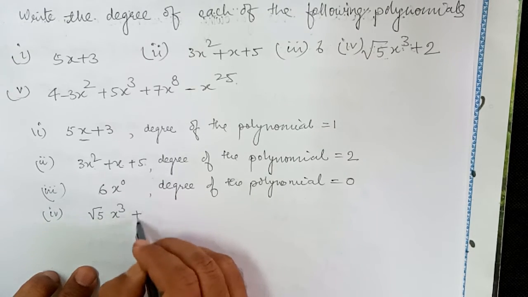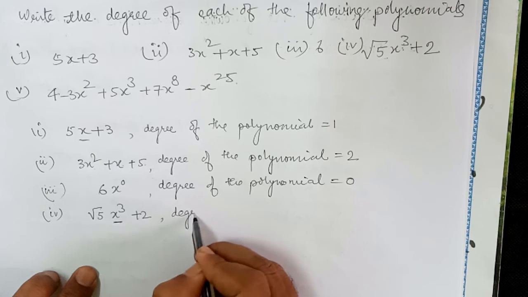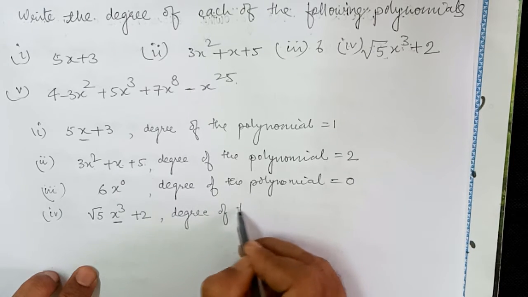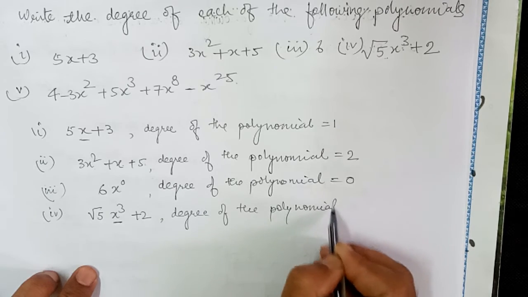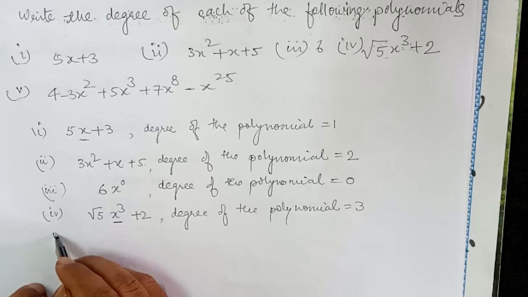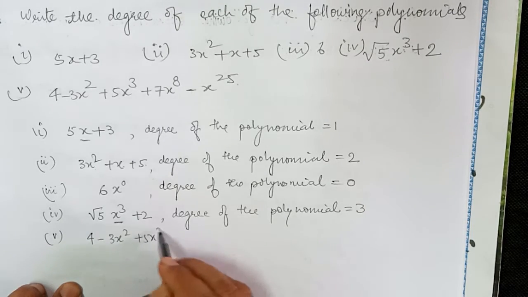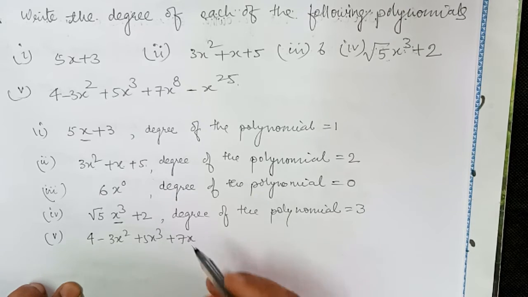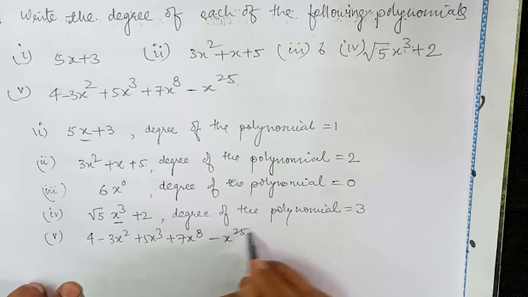x to the power 3 plus 2। यहाँ पे हाईएस्ट पावर जो है x की वो 3 है, तो डिग्री ऑफ पॉलिनोमियल यहाँ क्या हो जाएगा? It is going to be degree of the polynomial is equal to 3. Now fifth question, 4 minus 3x square plus 5x to the power 3 plus 7x to the power 8 minus x to the power 25.